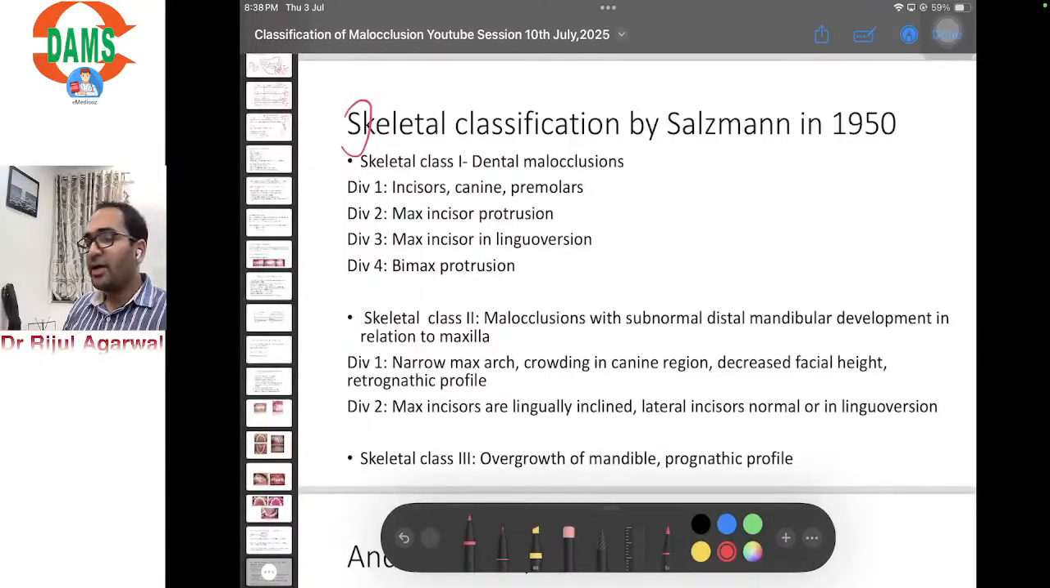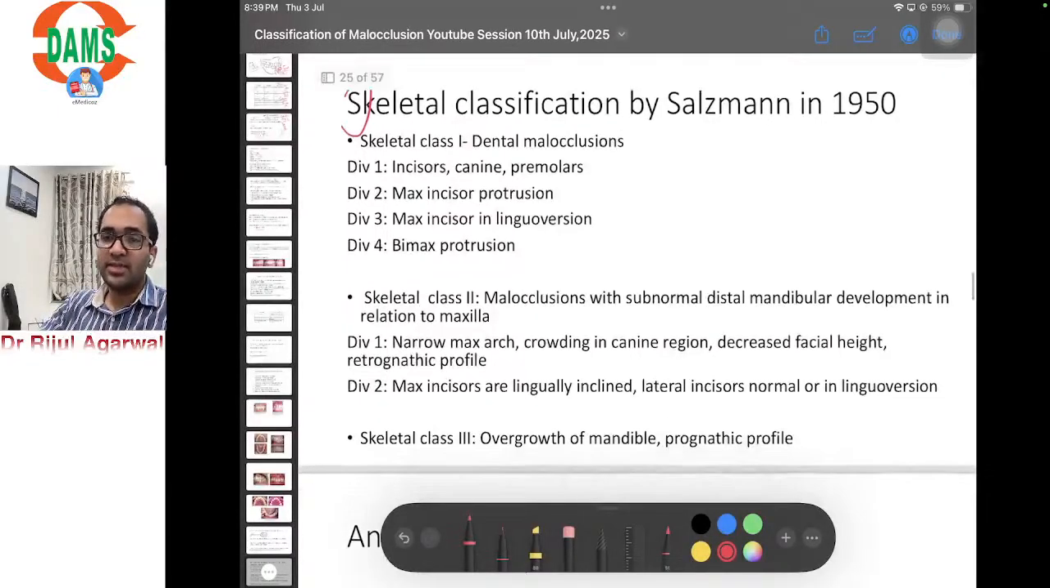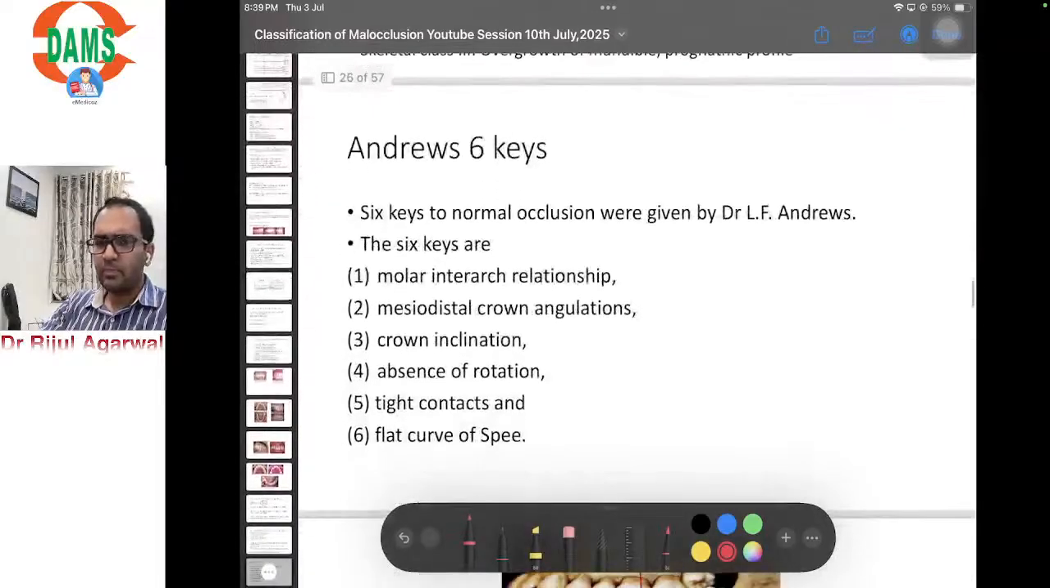So remember, Angle only classified based on the molar teeth. He was not worried about the profile or skeletal relationship of the patient. Indirectly he was pointing towards that, but in his literature he never mentioned skeletal relationships. So just remember, the skeletal system was given by Salzmann. I hope it's clear.